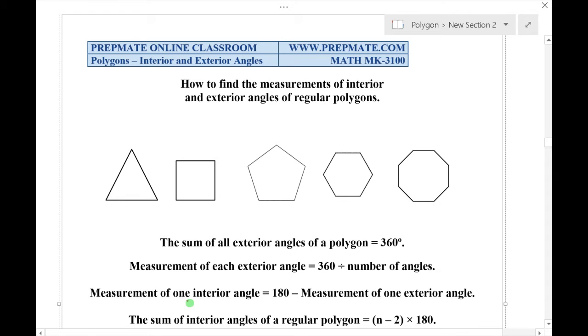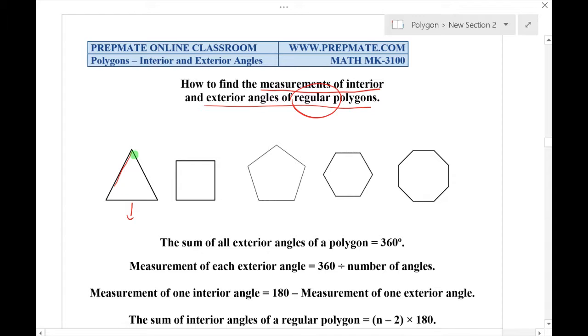Okay, so we just learned how to find the measurement of the interior and exterior angles of polygons, but let's try to have some more understanding how exactly this works. Okay, and we are now going to be limiting ourselves to talk about the regular polygons.